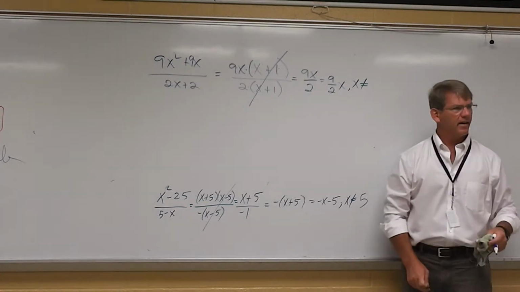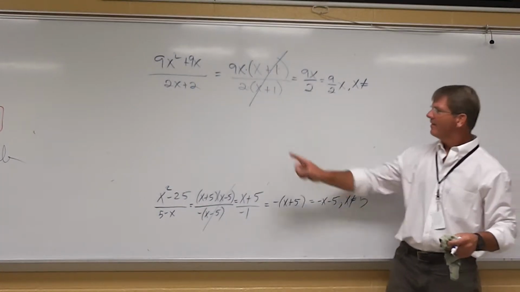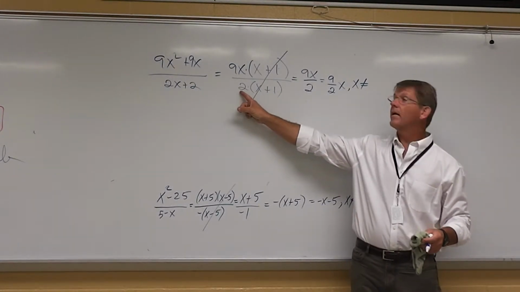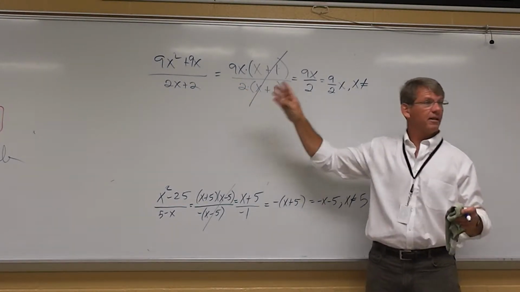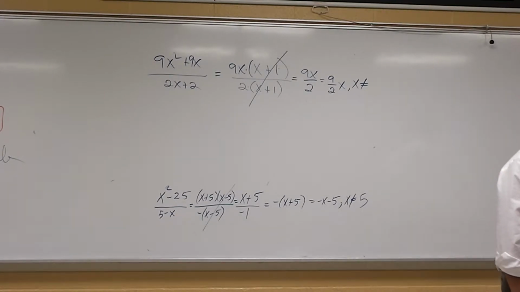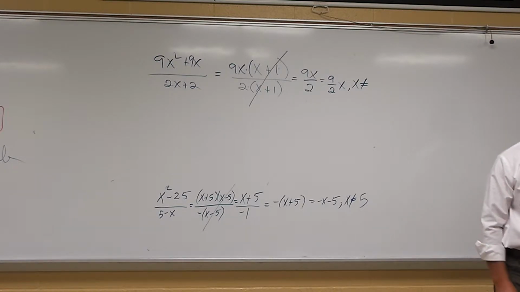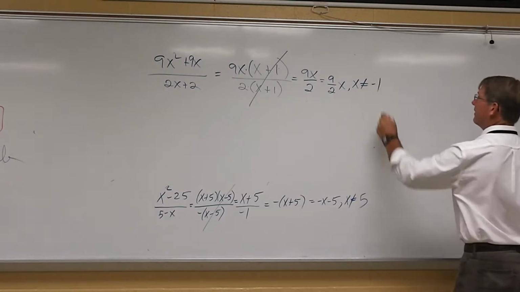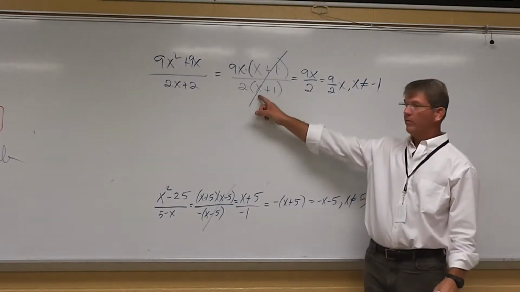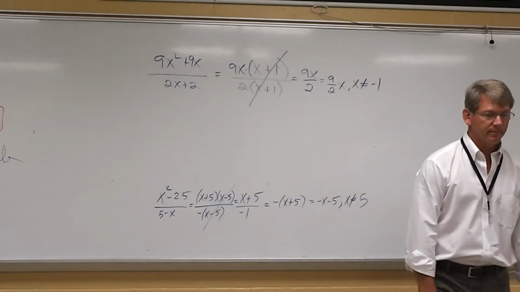What factor got divided out? 2? No, 2 did not get divided out. Oh, I'm sorry, it got factored out, yeah. But in the whole problem, what did I cross out? What factor got canceled? X plus 1. What number would make that factor 0? -1. That's what x can't be, because if x were -1 over here, I'm dividing by 0. I can't do that.